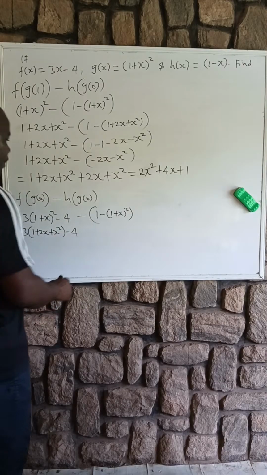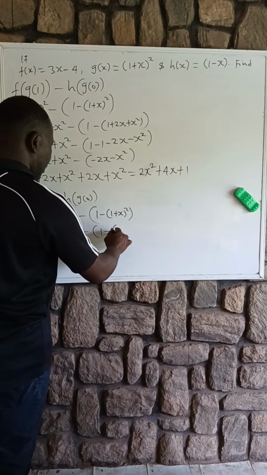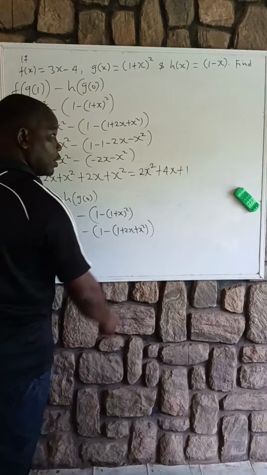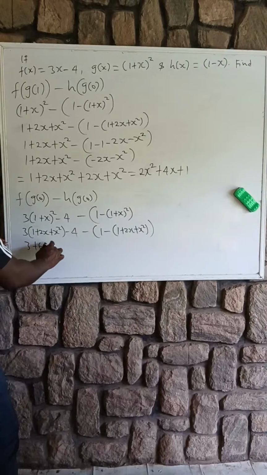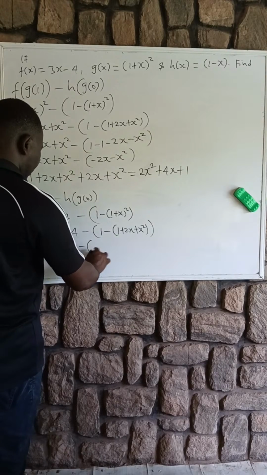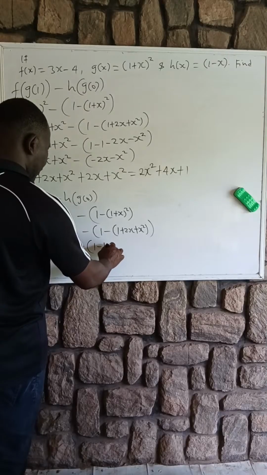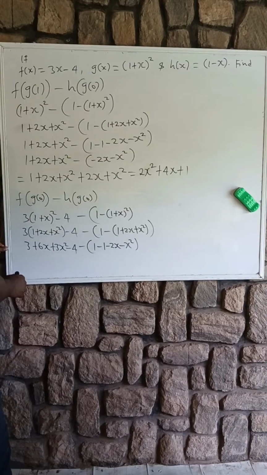Then here will be open bracket 1 minus 1 plus 2x plus x squared. Isn't it? So far so good. Here will be 3 plus 6x plus 3x squared minus 4, minus open bracket 1 minus 1 minus 2x minus x squared. So far so good.